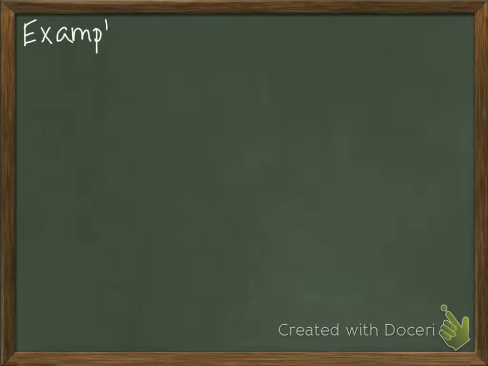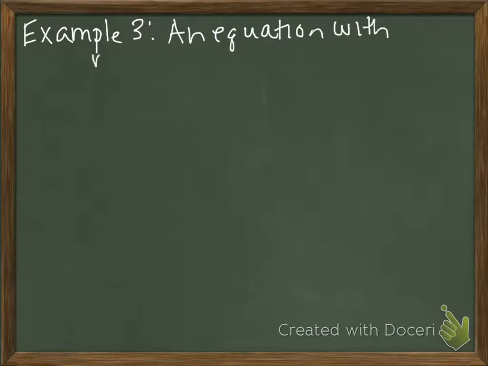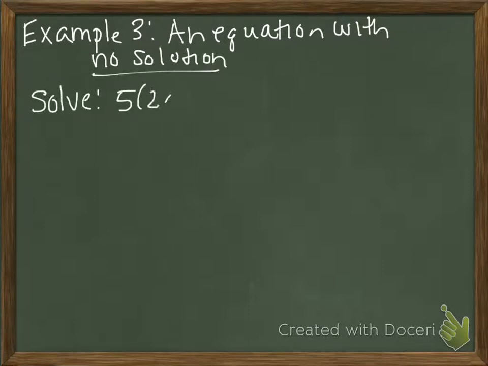Now we're going to look at example 3, which is an equation that has no solution. There are times in math when there's going to be no solution, but we have to prove that. So we're going to solve 5 times the quantity 2x plus 1 equals 10x.